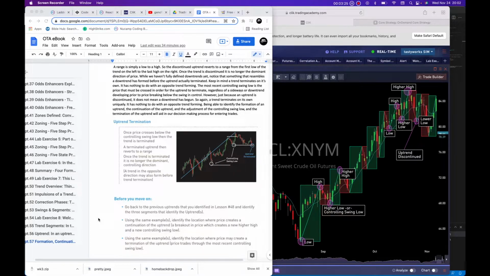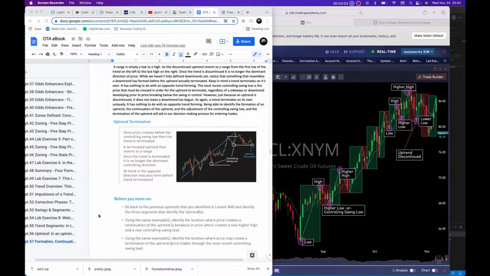While we haven't fully defined downtrends yet, notice that something resembling a downtrend has already formed before the uptrend actually terminated or discontinued. Keep in mind, a trend discontinues on its own. It has nothing to do with an opposite trend forming. The most recent controlling swing low is the price that must be crossed in order for the uptrend to discontinue or terminate, regardless of a sideways or downward trend developing prior to price breaking below the swing in control.